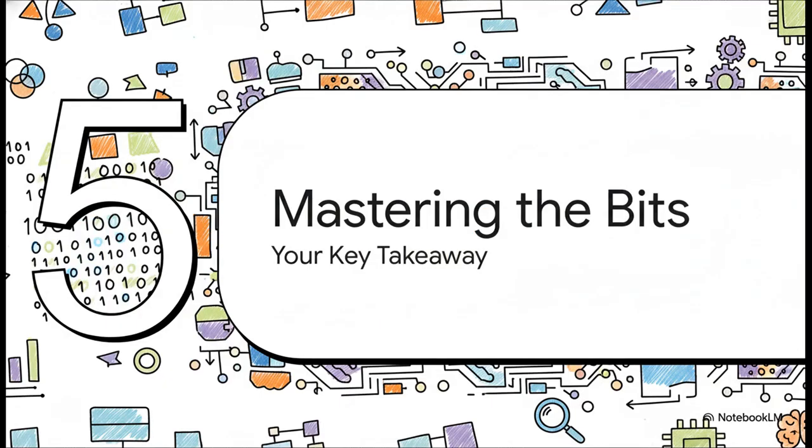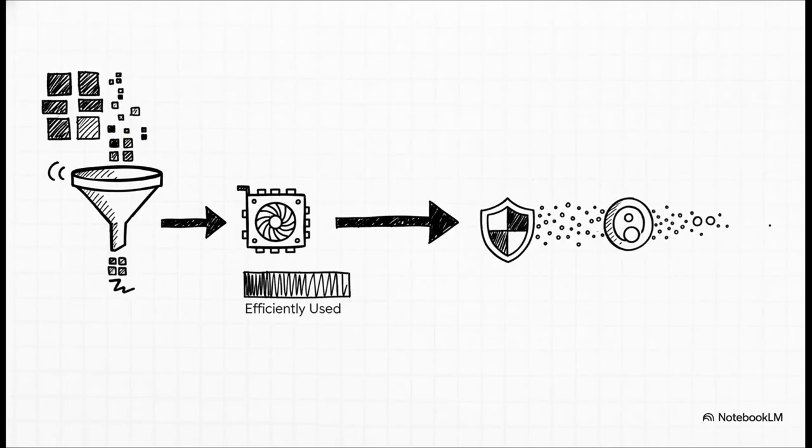Okay, let's bring it all home. Section 5, mastering the bits. This is the one key takeaway you really need to remember. So, quick recap. Quantization shrinks models by lowering the precision of their internal numbers. That massively improves your GPU memory efficiency. The smartest way to do it is with post-training quantization, or PTQ, because it protects the most important weights to keep the model accurate. Simple as that.